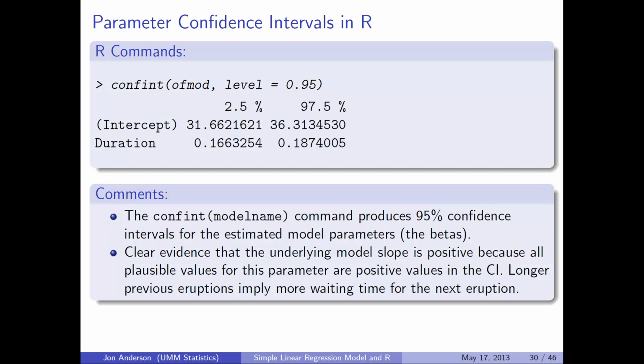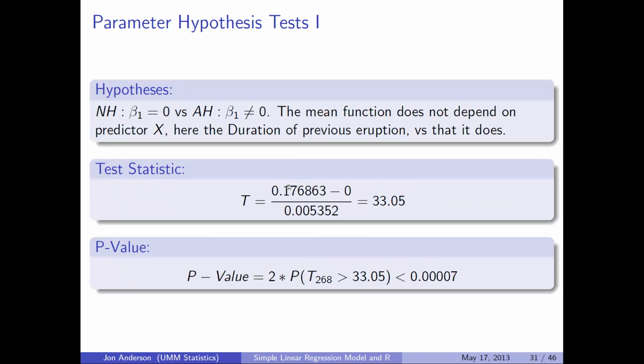And so these are the ranges of what are reasonable to say about the beta naught parameter, something between about 31.6 and 36.3 minutes, and the duration slope is somewhere between about 0.166 and about 0.187, and this is how you produce confidence intervals using R.